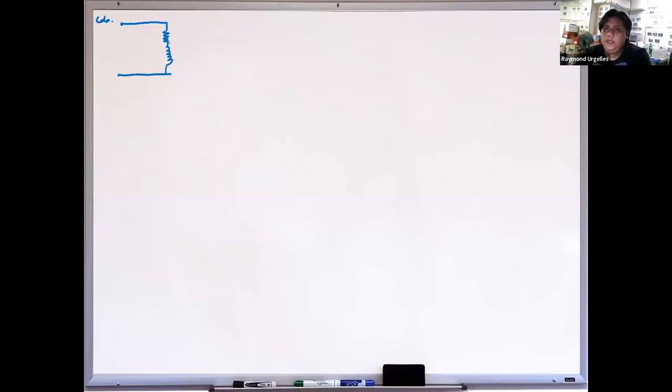Okay, so this is R, this is L. Right? So then this is our battery. Okay? So this is, let's say, our EMF E. So let's say this is the switch which is closed at t equals 0. So again, the current will flow.